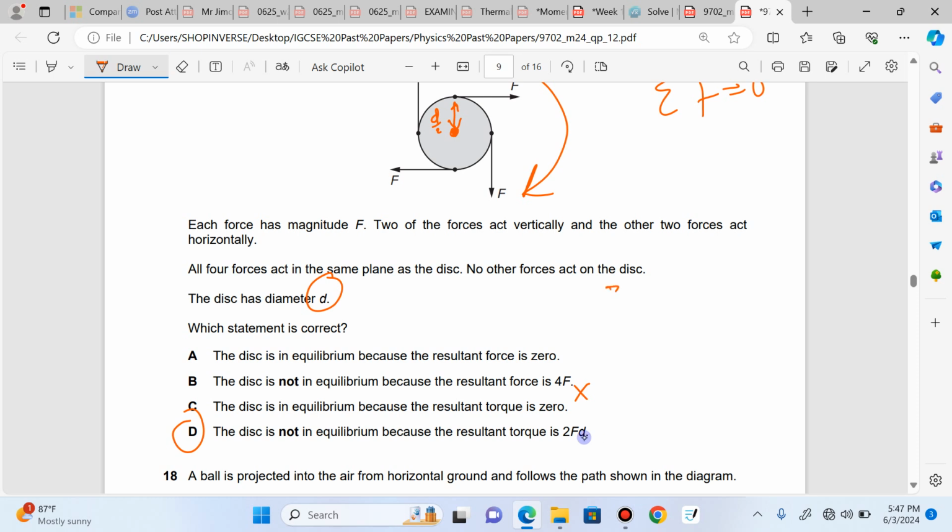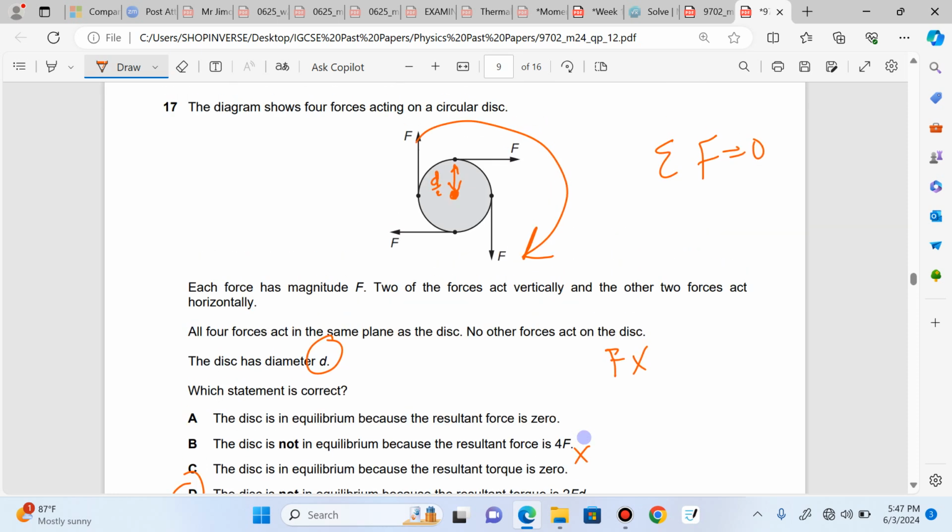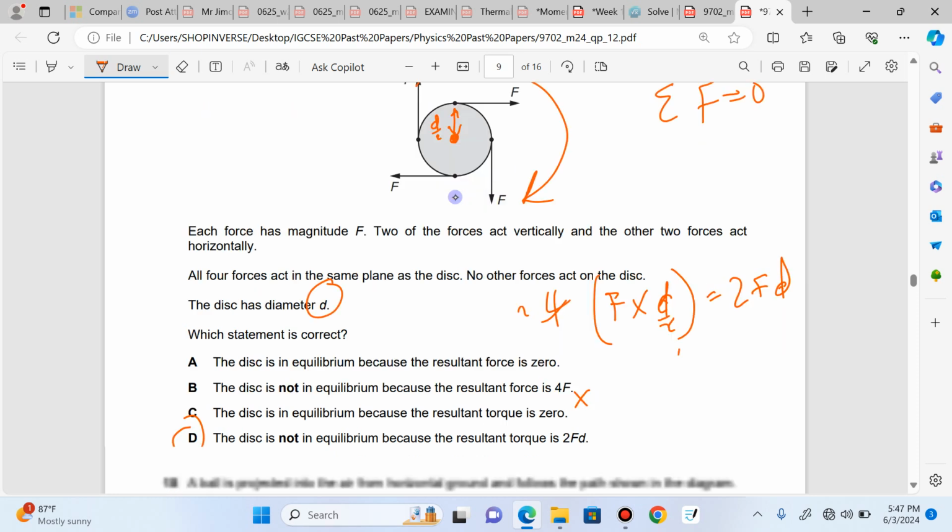If you do force multiplied by the displacement, which is d over 2, do that 4 times, because there are four forces, each of them at d over 2. You will get 2Fd. Why? Because 4 times F times d over 2, the 2 here is 1, 2 here is 2, which is 2Fd.